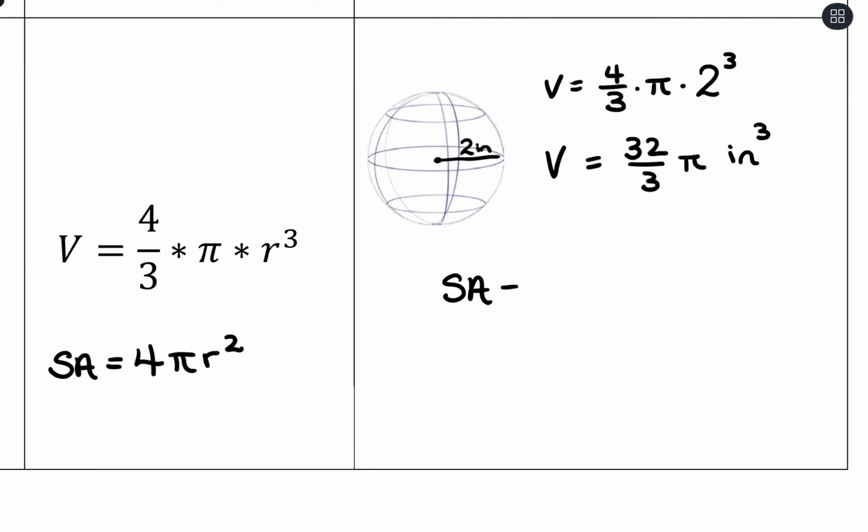And then for surface area, we're going to take 4 times pi times r squared, which is going to be 4 times 4, which is 16 pi and then inches squared.